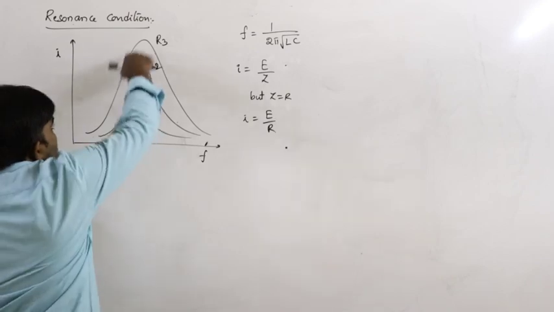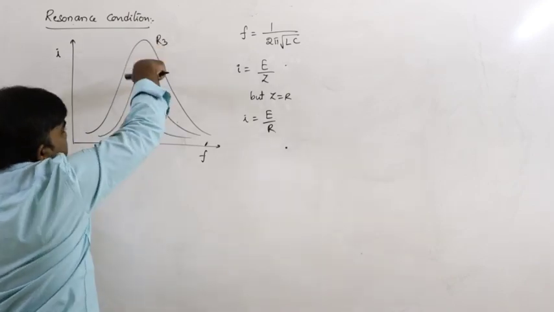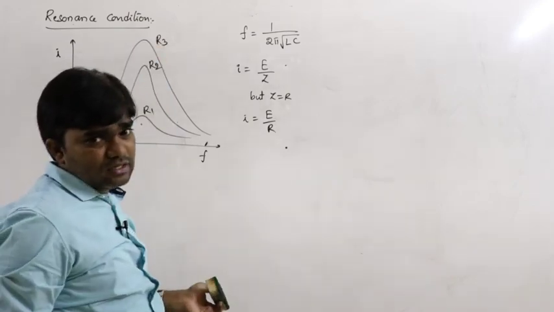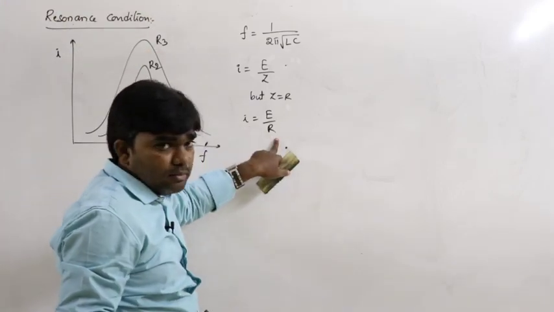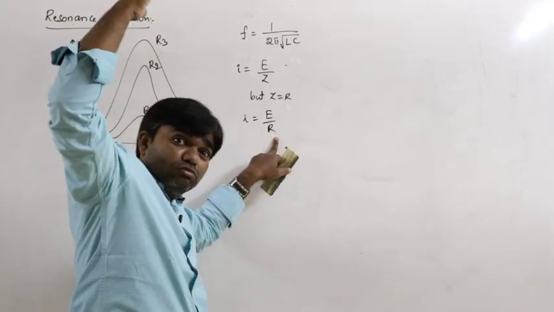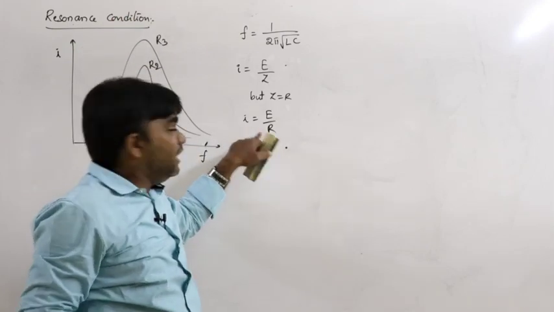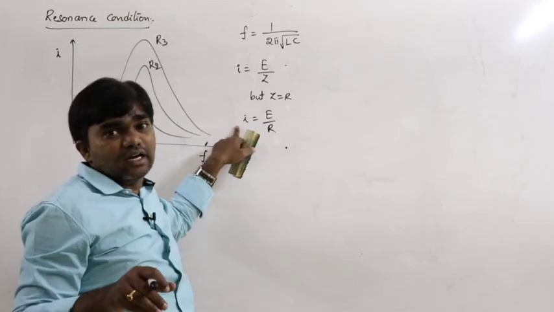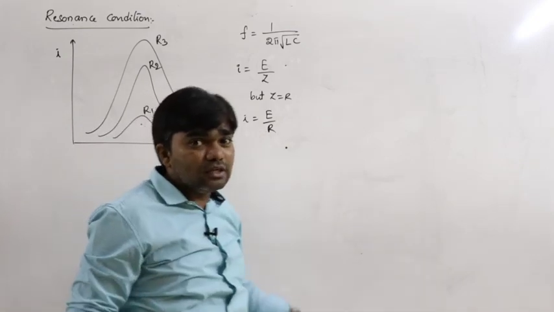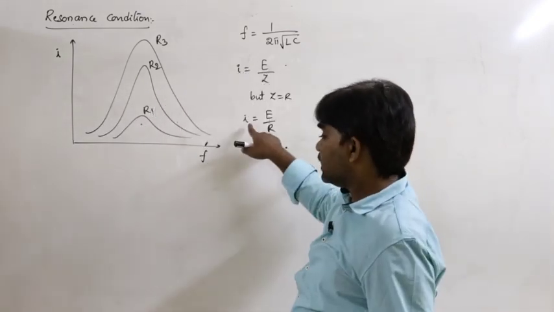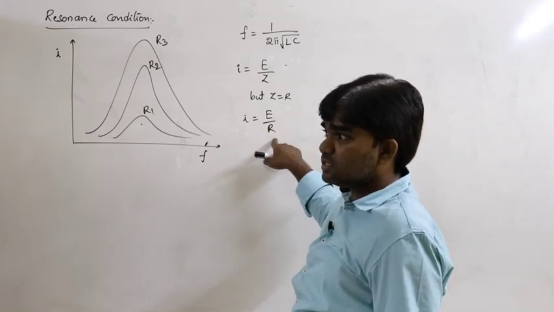So here this peak value indicates the sharpness of the current. When the current reaches the maximum value, here I is equal to E by R. If resistance is more, the current is less. If the resistance is less, the current is more. The current value depends on the resistance here.